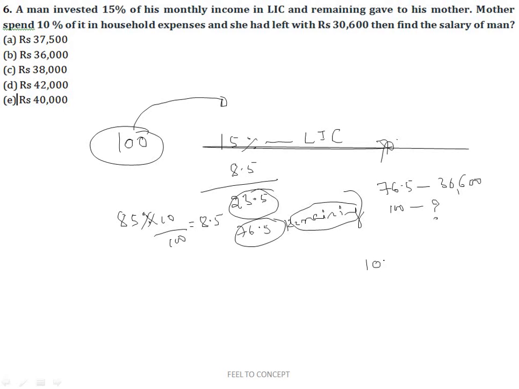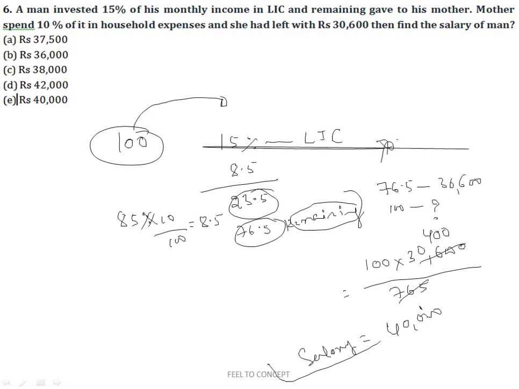100 into 30,600 divided by 765 into 100. 765 ones are 765, 400 into 100 is 40,000. The total salary of the person is 40,000 rupees. This is the right answer.